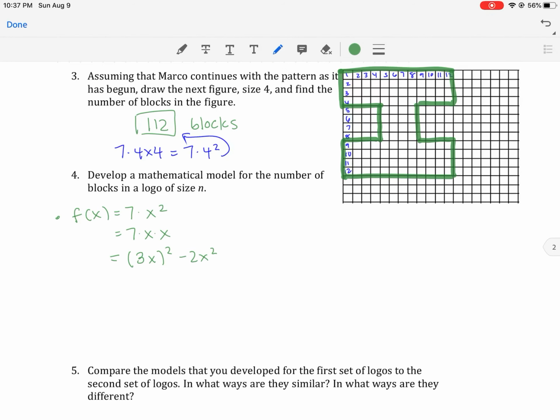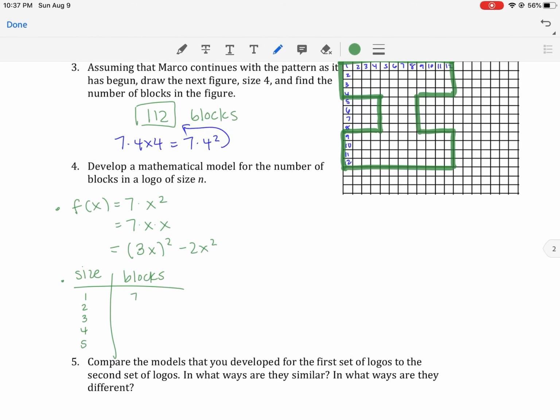You could also come up with a table, right? So a table, you may have something more like this, so size and then blocks. So 1, 2, 3, 4, 5, let's say. So we get 7, 28, 63, 112. And if I go one further, I actually get up to 175.